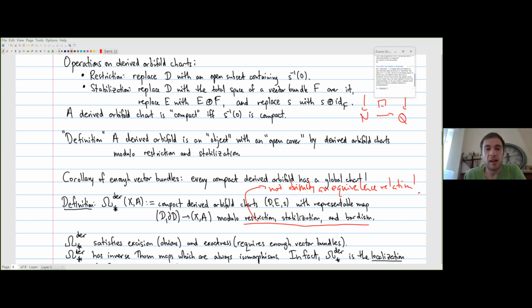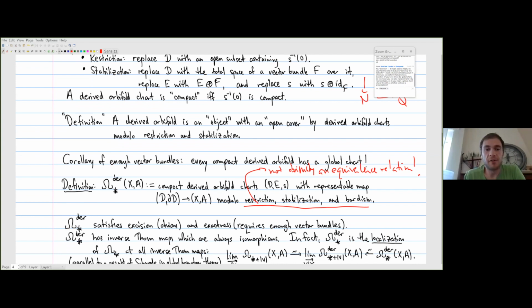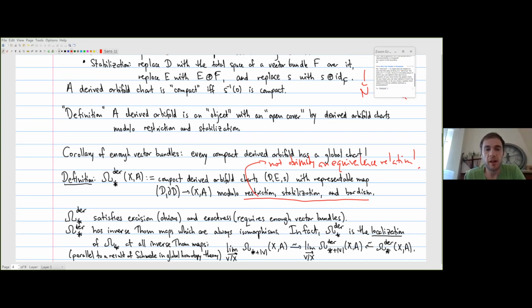Okay, so in the context of global homotopy theory, Stefan Schwede has shown that in the homotopical sense, for corresponding homotopical bordism theories, the derived version is a localization of the underived version of the inverse Thom maps. And the same thing is true in this context as well.